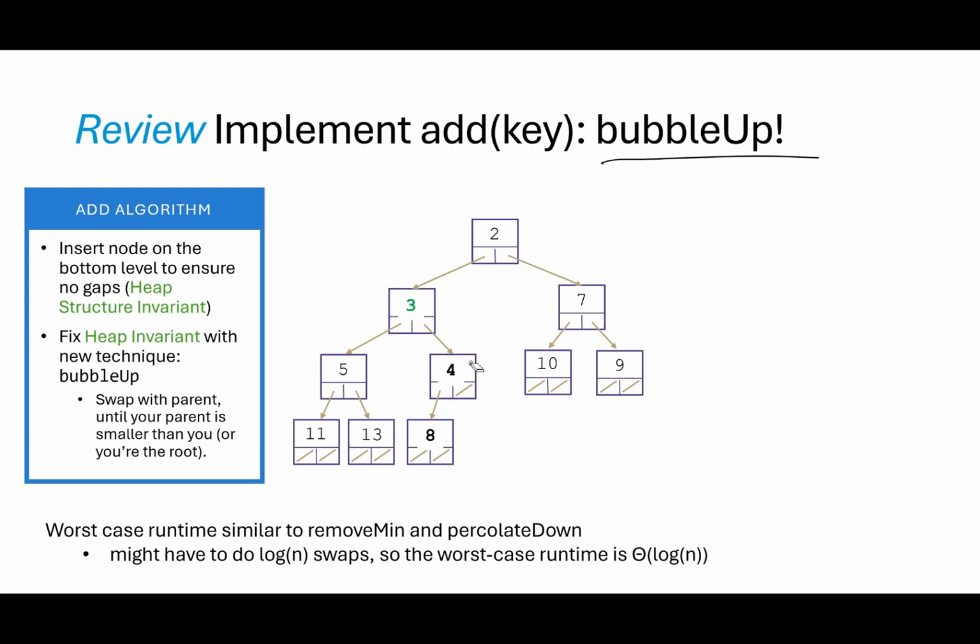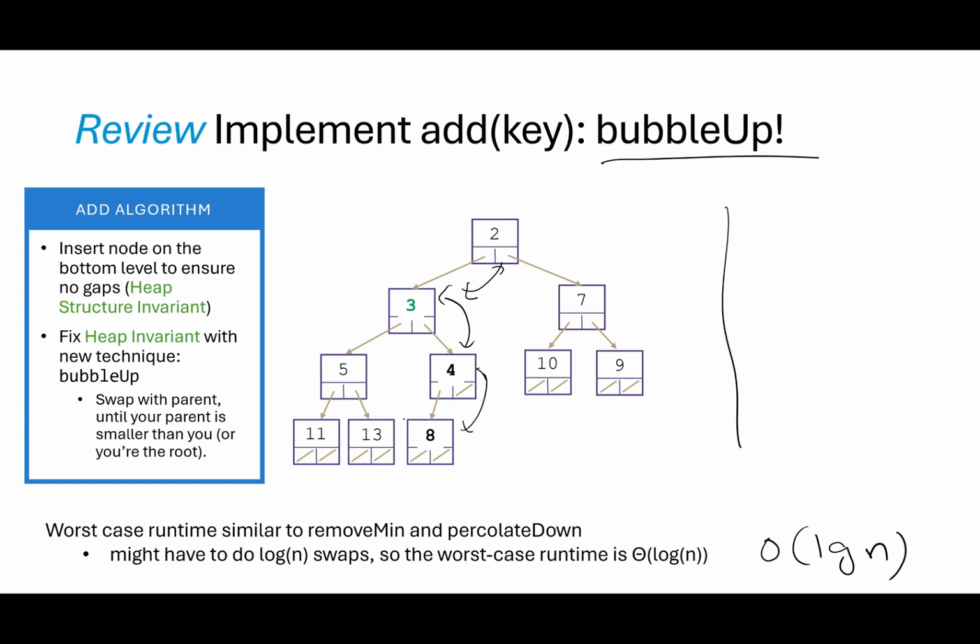Okay, so tell me, if you are adding something, what is the runtime? What is the maximum number of swaps you may need to do after adding something? What is the height of the tree with n nodes? Log n, right? So how many swaps maximum do I have to do? Log n swaps, right? It's clear, right? So it's order of log n for adding an element to a heap.